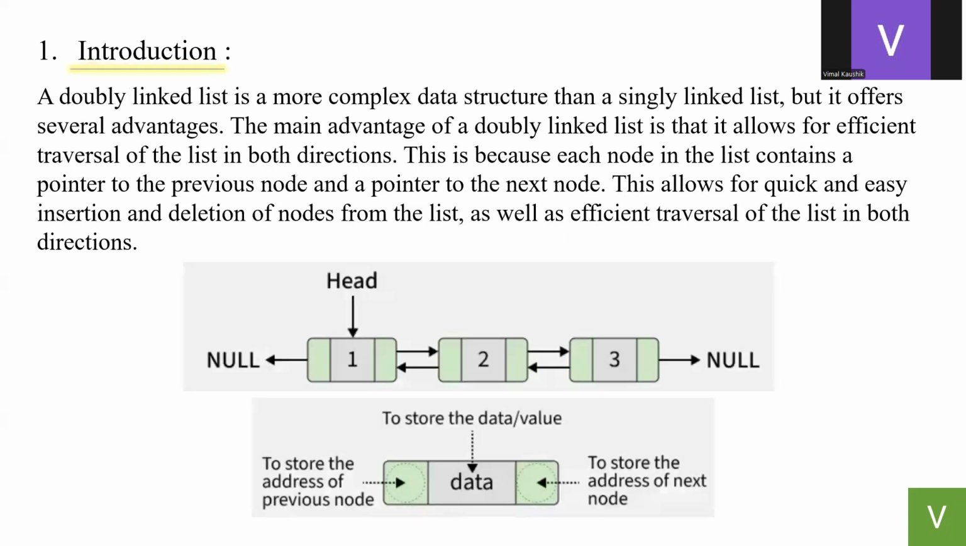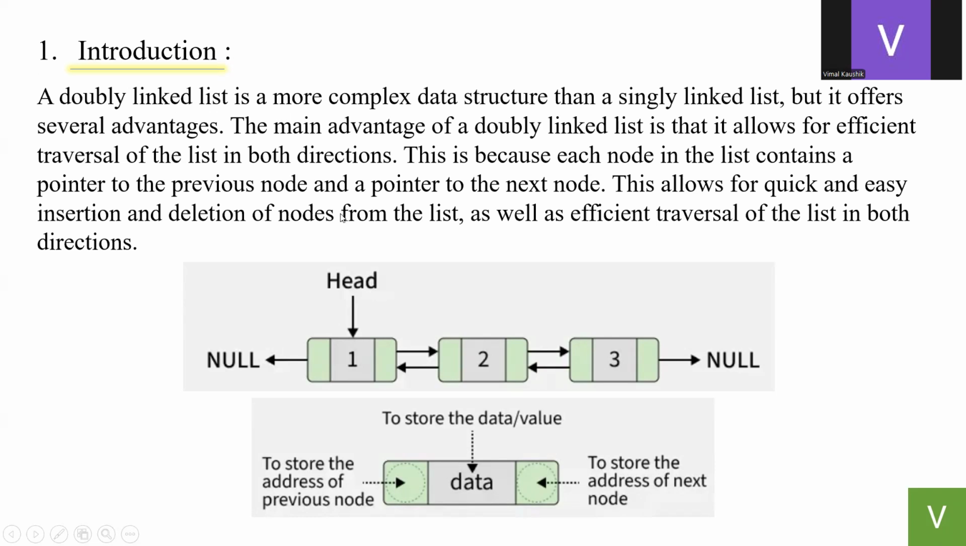Now let us see what is meant by double linked list. A double linked list is a more complex data structure than a single linked list, but it offers several advantages. The main advantage of double linked list is that it allows for efficient traversal of the list in both directions.